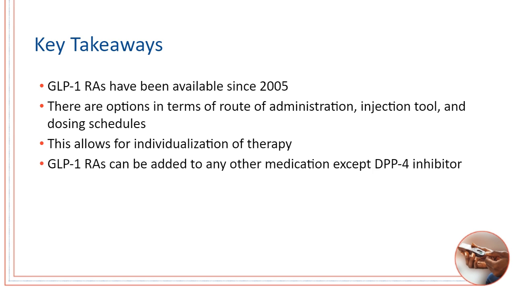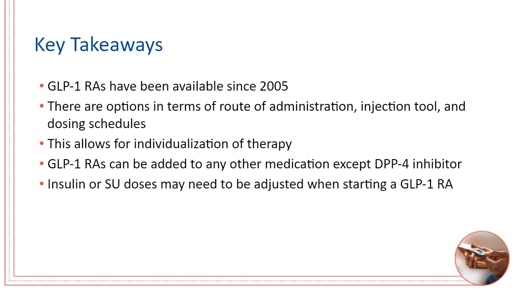You could add a GLP-1 receptor agonist to almost any other class of medications, except for DPP-4 inhibitors. They work in the same pathway. You don't need to use them together. However, if you're going to use a GLP-1 receptor agonist on top of basal insulin, mealtime insulin, or sulfonylureas, you'll want to have a strategy to reduce or stop those agents, particularly mealtime insulin or sulfonylureas, or plan to reduce basal insulin as you start to up-titrate your GLP-1 receptor agonist.